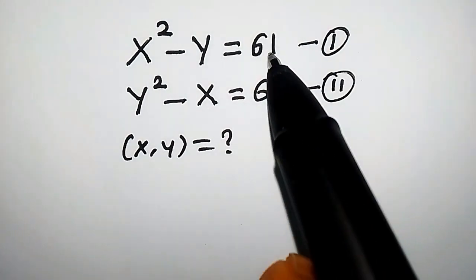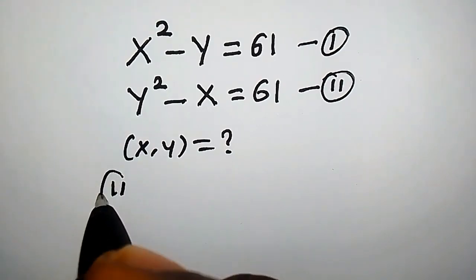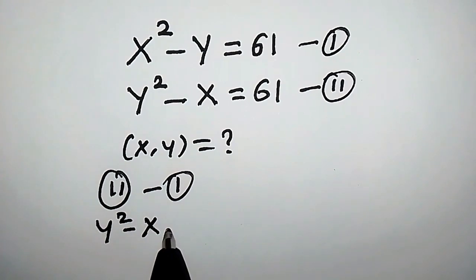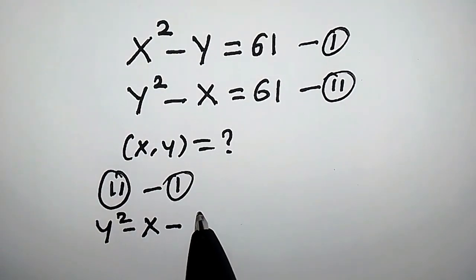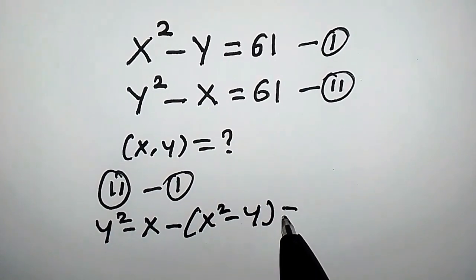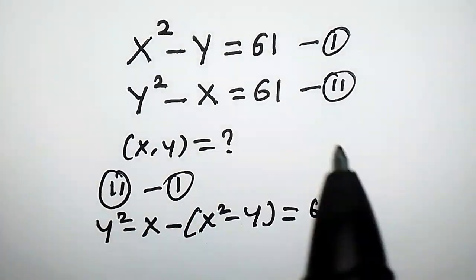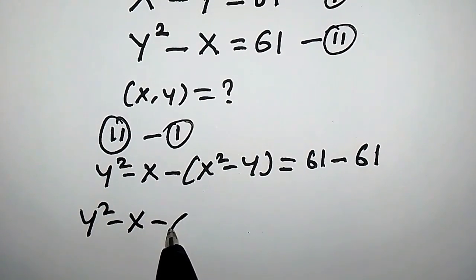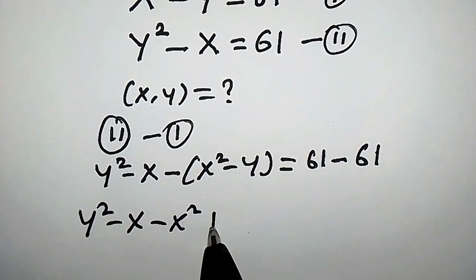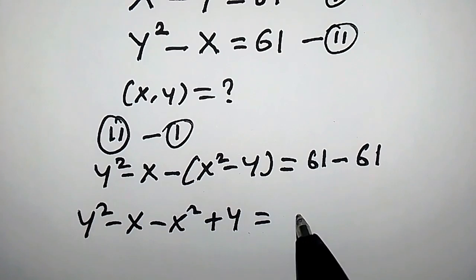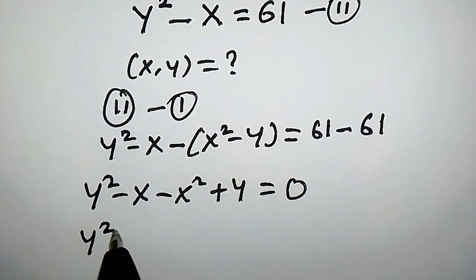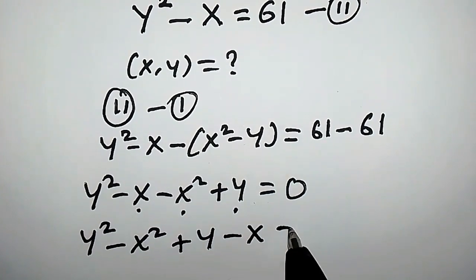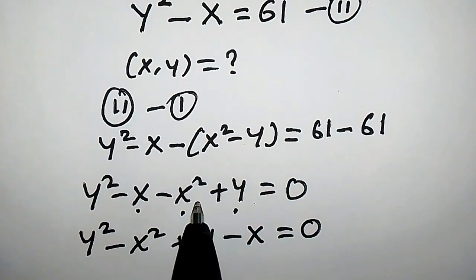The first step is to subtract equation 1 from equation 2, that is equation 2 minus equation 1. So we have y square minus x minus the left hand side of equation 1, x square minus y, equal to 61 minus 61. Y square minus x, minus times x square, that is minus x square, minus times minus y, that is plus y, equal to 61 minus 61, that is simply 0. y square minus x square plus y minus x is equal to 0.